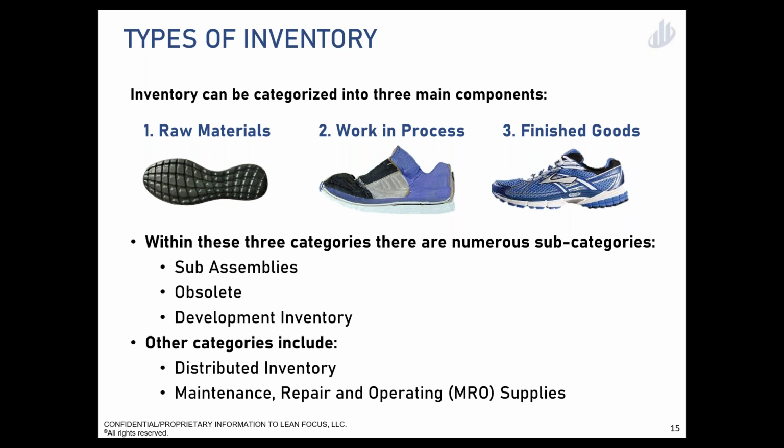You can have sub-assemblies. You can have late point definition WIP versus early WIP. You can have obsolete. You can have excess. You can have development inventory because there's a product that you're in the process of launching, and so you're building prototypes. So there's a lot of types of inventory, but what we're talking about today is those direct materials that you buy and transform to eventually ship to your customer and get paid.